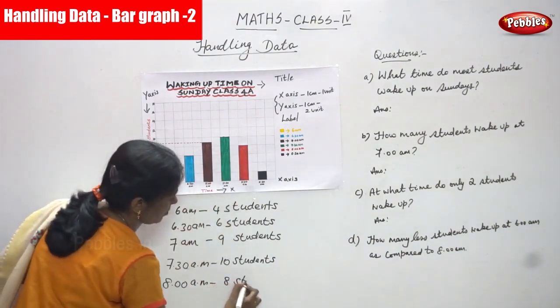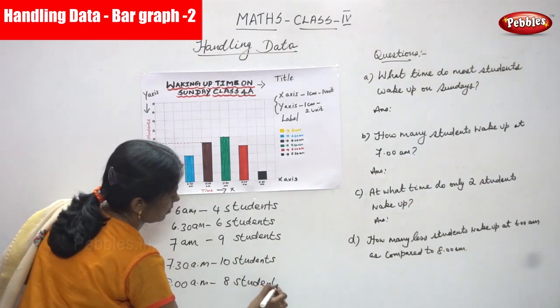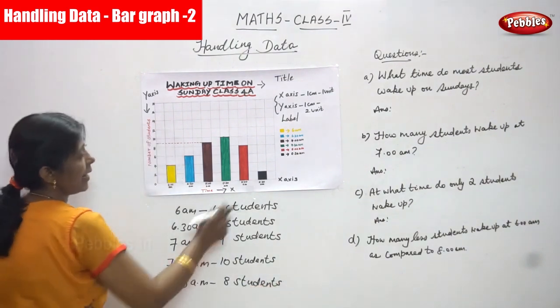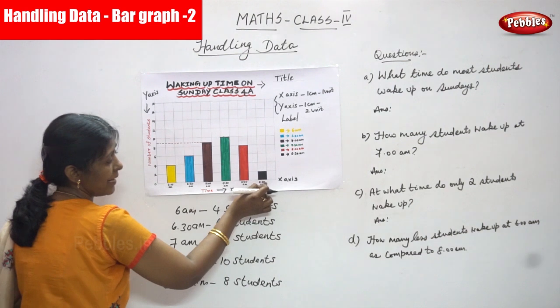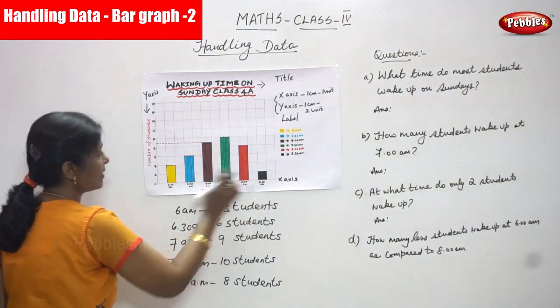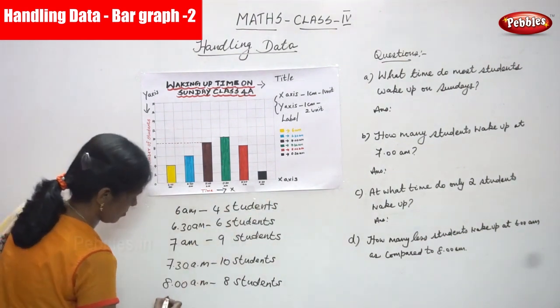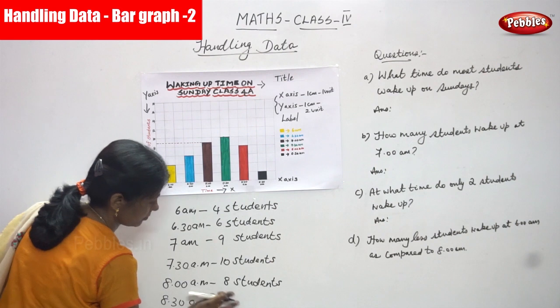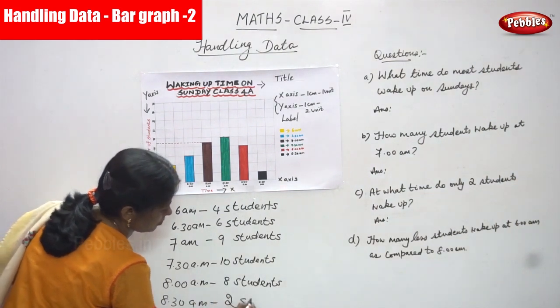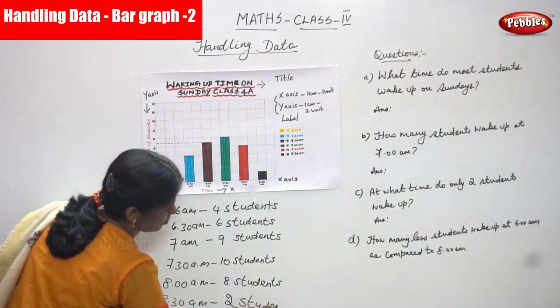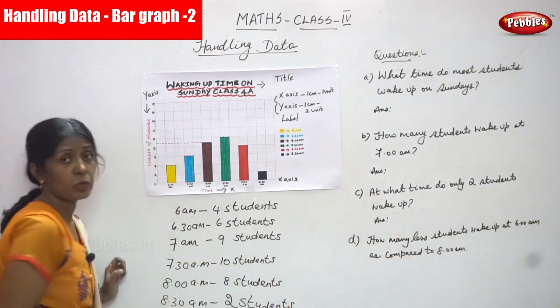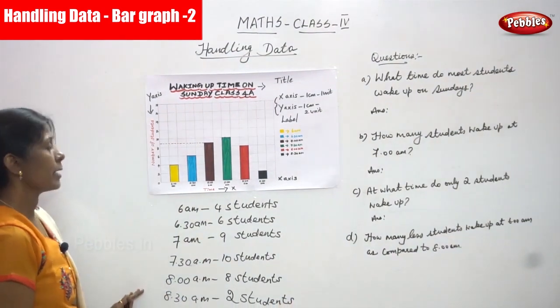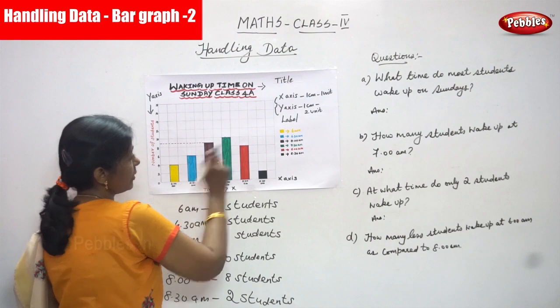Next, 8:30 a.m. How many students wake up at 8:30 a.m. on Sunday? That is 2 students. So this is very important, that is what I represent here.